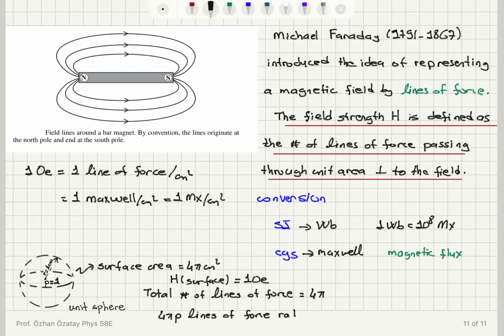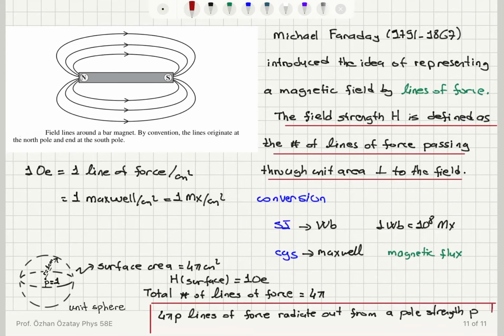radiate out from a pole strength P. So that's the number of lines of force you would have to draw in order to represent the magnetic field that is coming out of a pole with pole strength P.